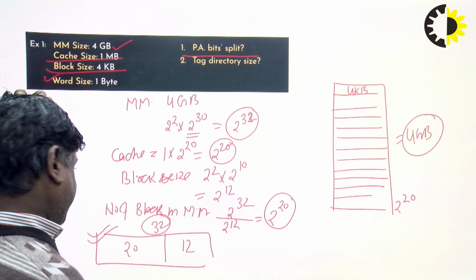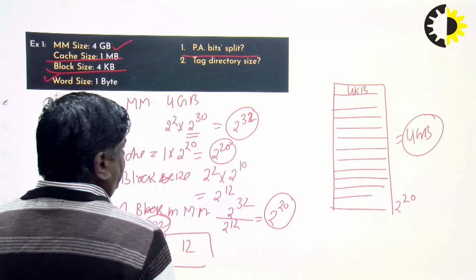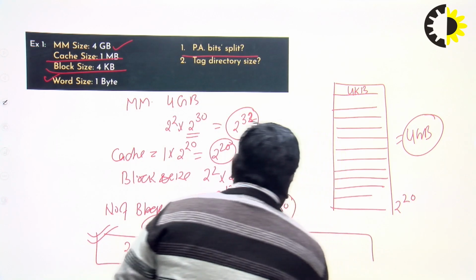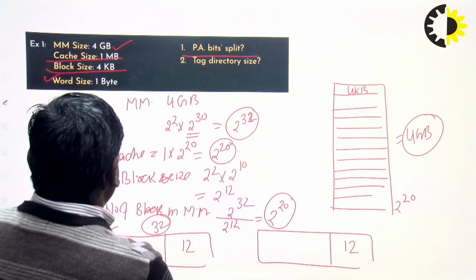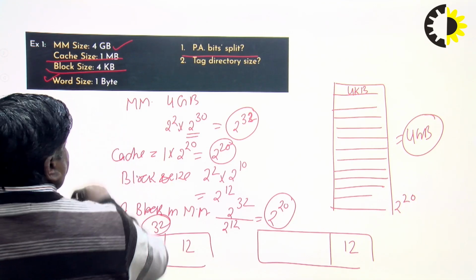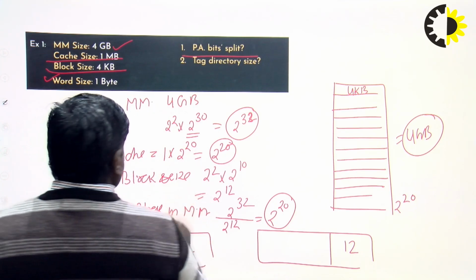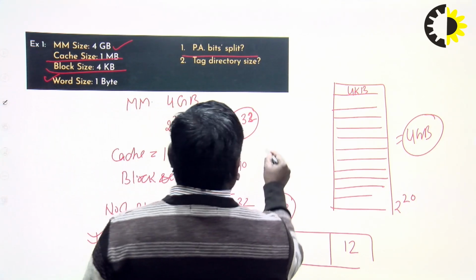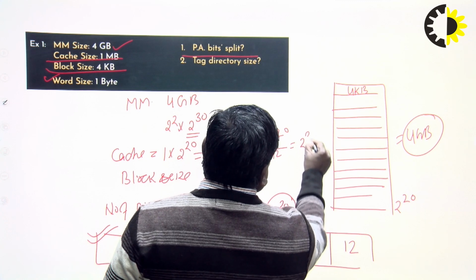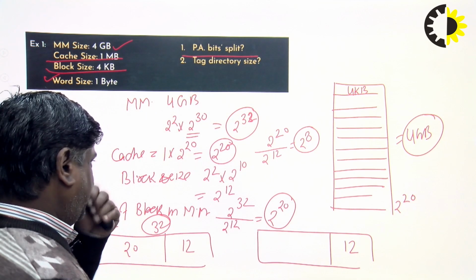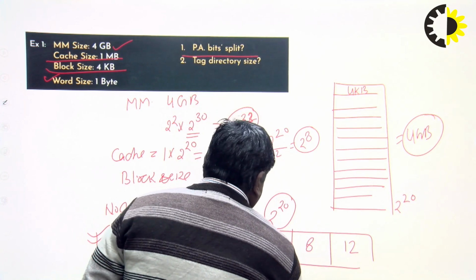What is the tag directory? That is very simple, you can easily calculate it. Now these 20 bits are divided into 2 parts. What is the cache size? Cache size here is 1 MB, 2 to power 20, and what is the number of lines available? It means 2 to power 20 divided by 2 to power 12, which means 2 to power 8. So 8 bits here, and here is 12 bits.